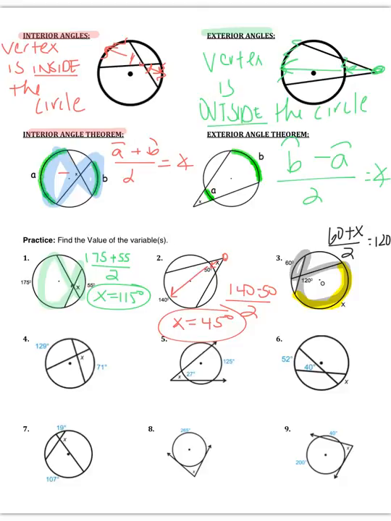Now all I do is solve for x. Multiply by 2 on both sides to get rid of fractions. So now I have 60 plus x equals 240. So x equals 180.